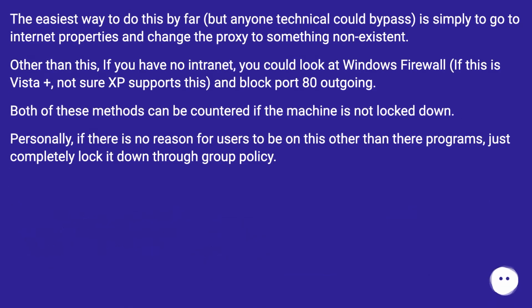The easiest way to do this by far, but anyone technical could bypass, is simply to go to Internet Properties and change the proxy to something non-existent. Other than this, if you have no internet, you could look at Windows Firewall, if this is Vista plus, not sure XP supports this, and block port 80 outgoing. Both of these methods can be countered if the machine is not locked down.